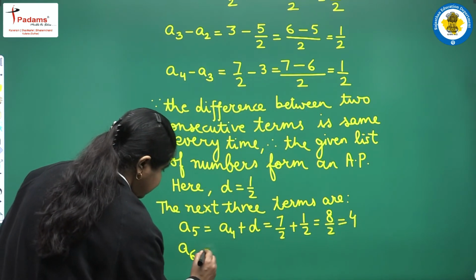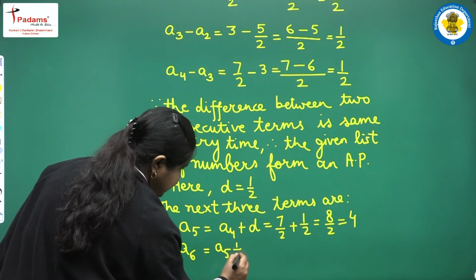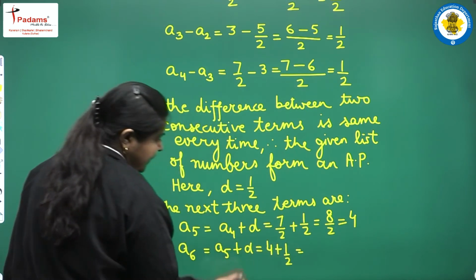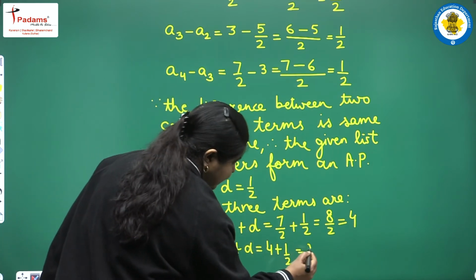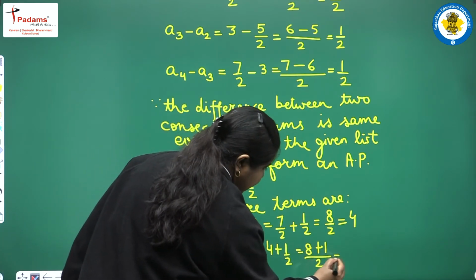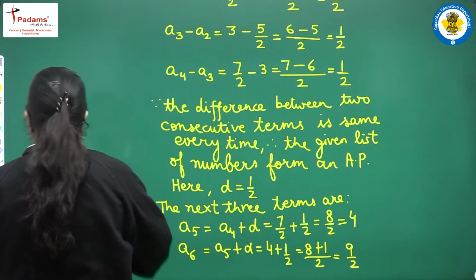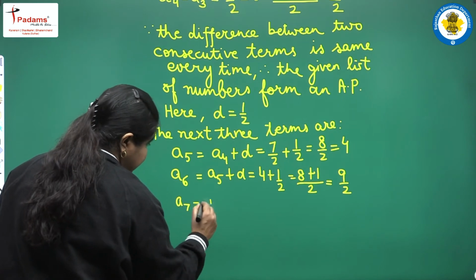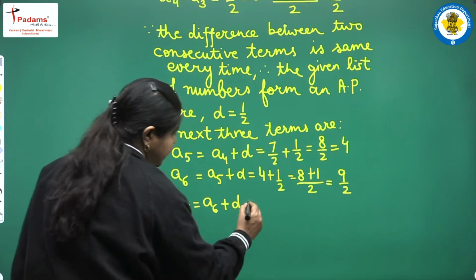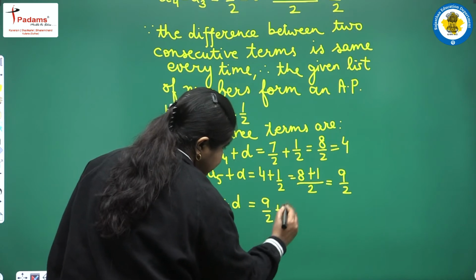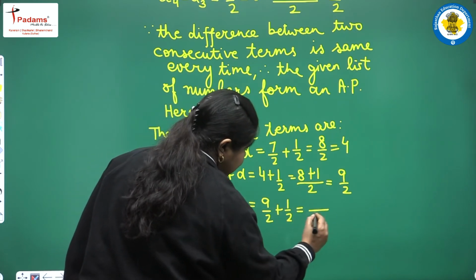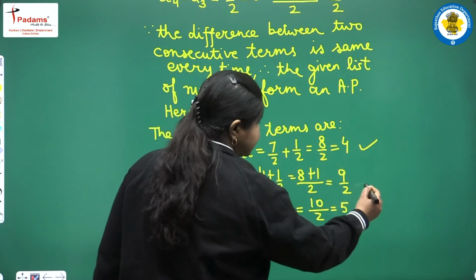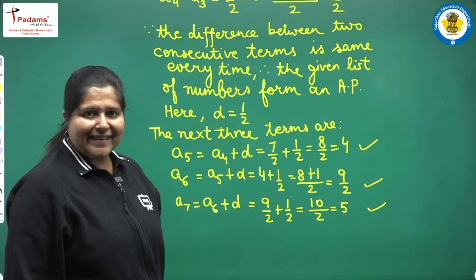Similarly, we can find the sixth term. It will be fifth term plus the common difference. Fifth term है हमारी 4 और इसमें common difference 1/2 ऐड कर लेते हैं. This will be equal to 4 into 2, 8 plus 1/2. That is 9/2. And now we need to find one more term, A7. It will be A6 plus the common difference D. A6 है हमारी 9/2 और इसमें हम 1/2 ऐड कर लेंगे तो ये हो गया 10/2 and this is equal to 5. So these are the next 3 terms. I hope it's clear.